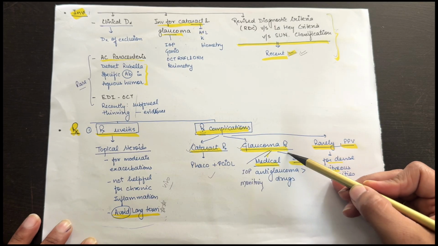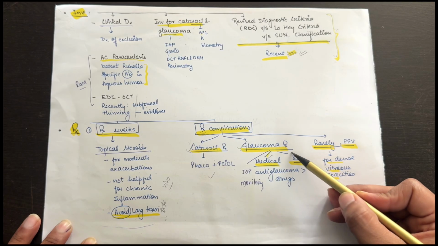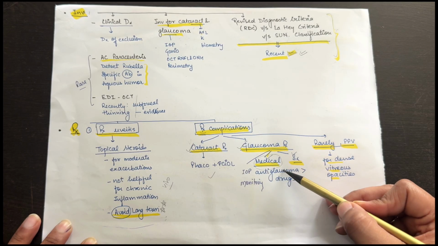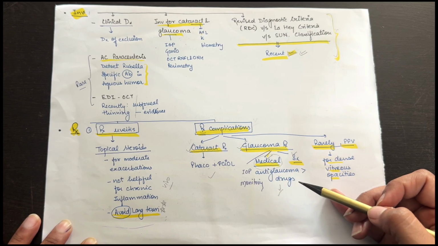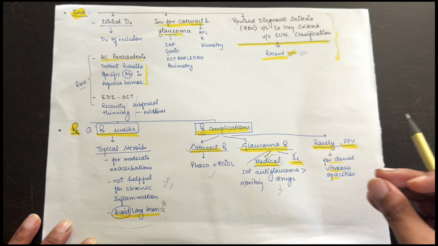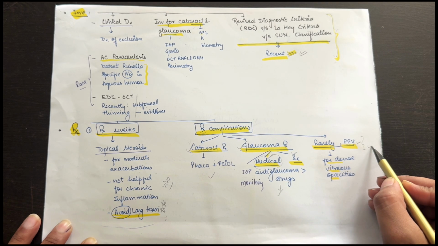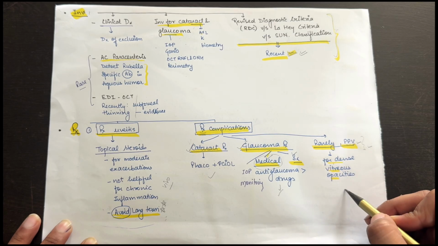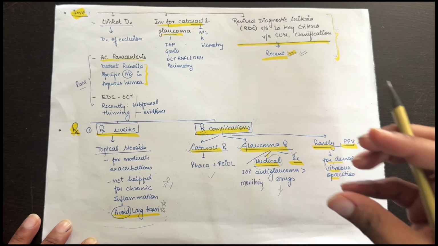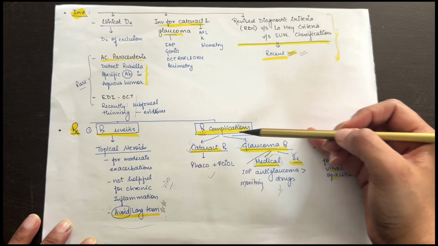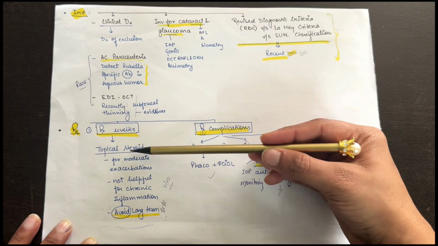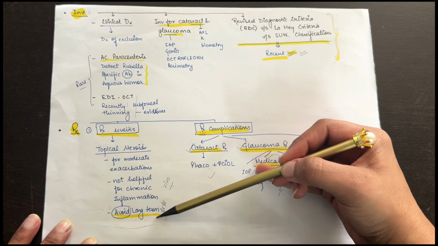And in glaucoma treatment, you go for medical or surgical. Mainly medical management is there, and you can manage with anti-glaucoma drugs. Rarely, very rarely, pars plana vitrectomy can also be done. Some books mention this also. For dense vitreous opacities, you can go for it. But keep your main focus on treating the complications, and avoid topical steroids long term.